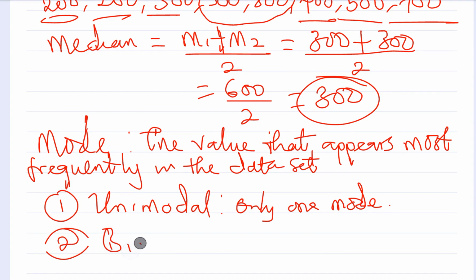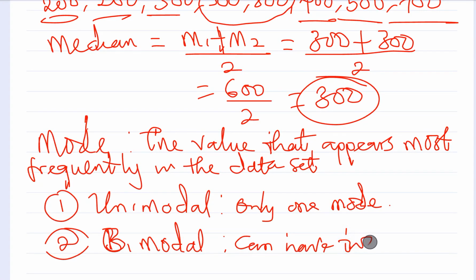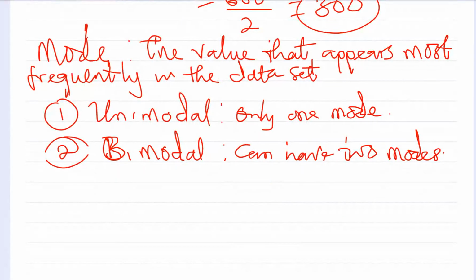And then we have bimodal. Are you seeing that now? Bimodal means when you have two modes. When you have two modes, you say it is bimodal.